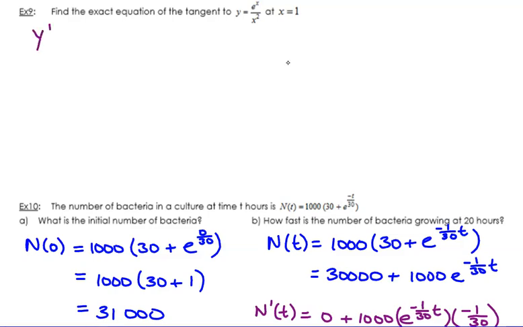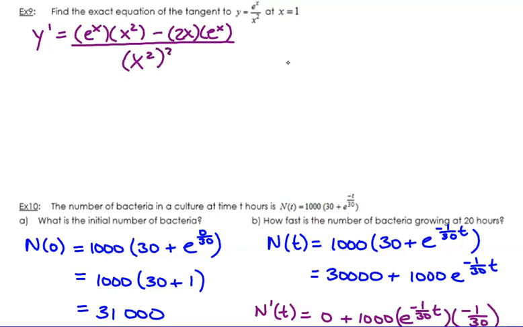Okay, so y prime is equal to, and why don't we do this as a quotient rule? So quotient rule is derivative of the top, which is the same, times the bottom, minus derivative of the bottom, times the top, as is, all over the bottom squared. Okay, now I wouldn't even simplify that.